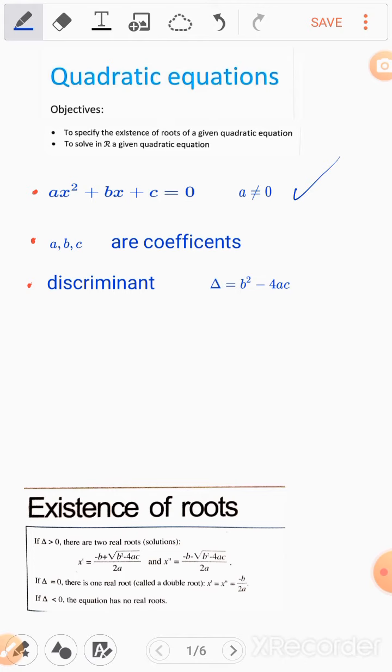الهدف الثاني كيف نحدد the coefficients of a quadratic equation. The coefficients a, b and c are the coefficients of this given quadratic equation. A is the coefficient of x square, b is the coefficient of x, and c is the constant coefficient.